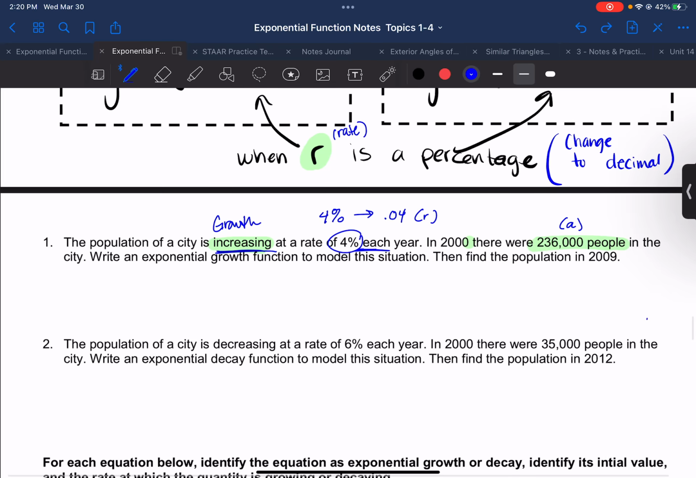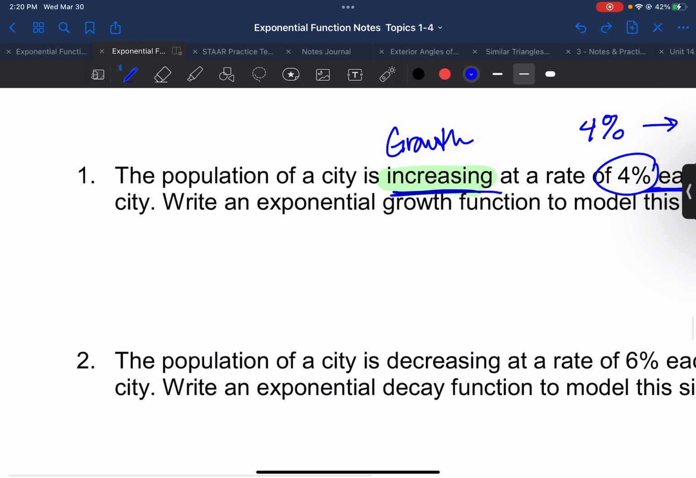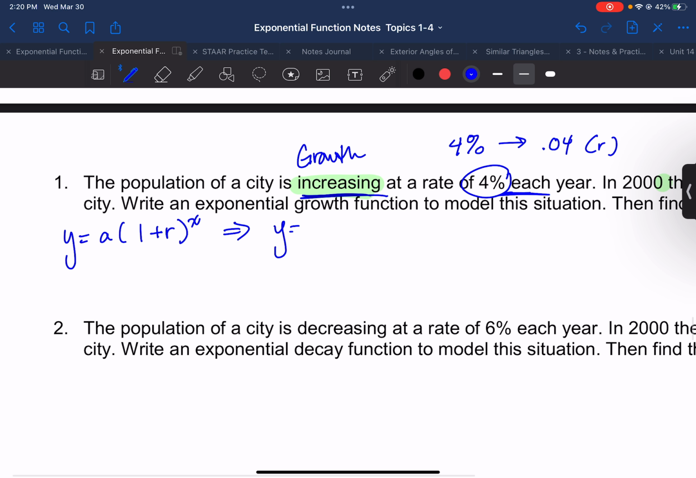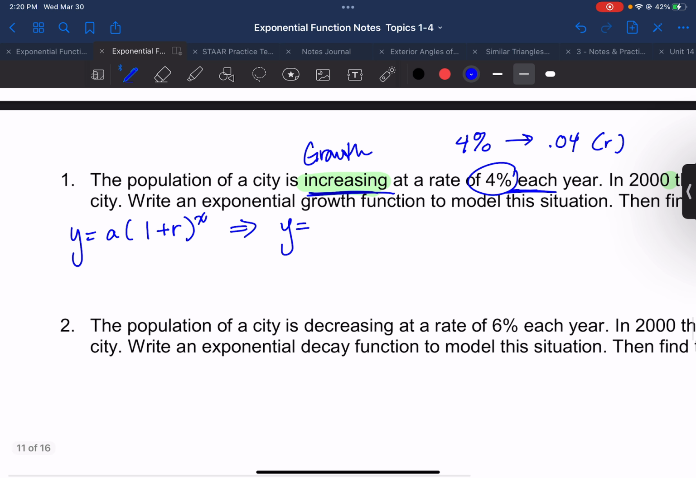So we know it's exponential growth, so it needs to be in this formula right here. It needs to have this model, right? So I'm going to go ahead and rewrite that. It's going to be y equals a, parentheses 1 plus r, to the power of x. Let's write that out because we know this information already. So it's going to be y equals, my initial value was 236,000 people, 236,000, and then parentheses, 1 plus my rate, but it needs to be changed to a decimal, so 0.04, to the power of x.